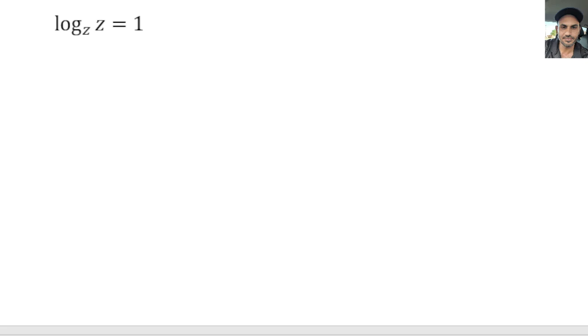Hello, welcome everyone. In this video, I'm going to go over a couple more properties of logs. Let's start with this particular one. This one says if you take a log of a number with the base being the same as that number, it's equal to 1. So I'm going to work out some examples and show you how this property holds. So if you take a log of 10 with base 10, the property says that it should be equal to 1.